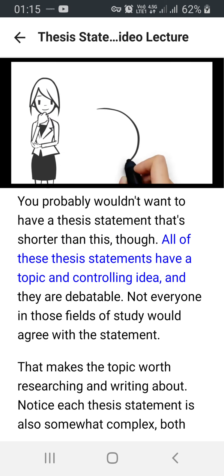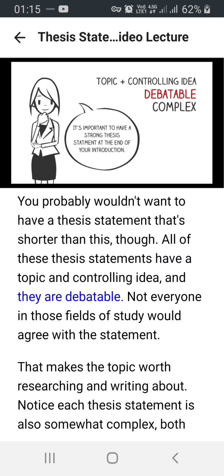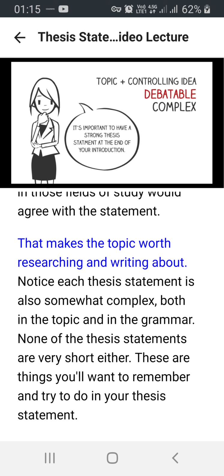All of these thesis statements have a topic and controlling idea, and they are debatable. Not everyone in those fields of study would agree with the statement. That makes the topic worth researching and writing about. Notice each thesis statement is also somewhat complex, both in the topic and in the grammar. None of the thesis statements are very short either. These are things you'll want to remember and try to do in your thesis statement.